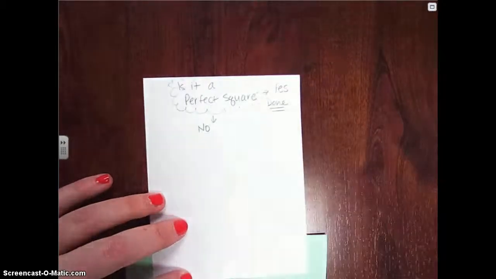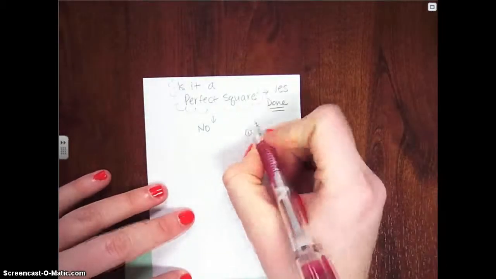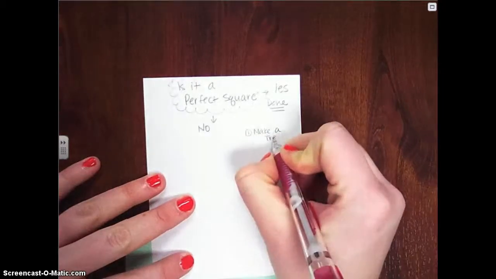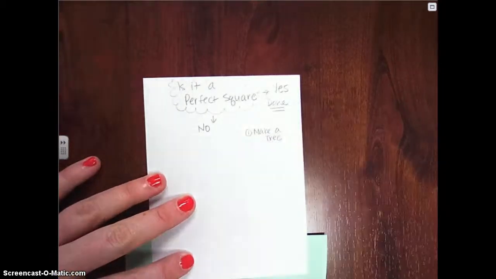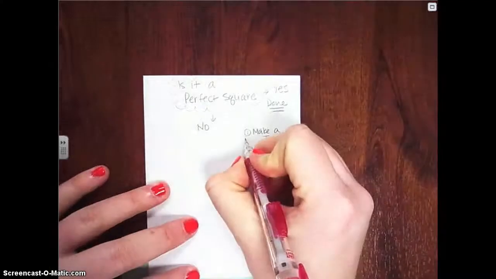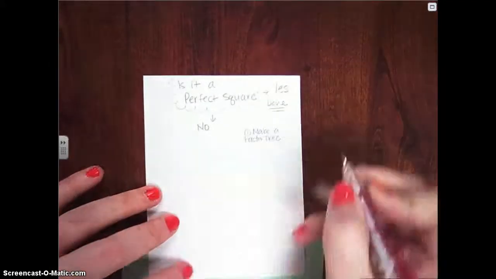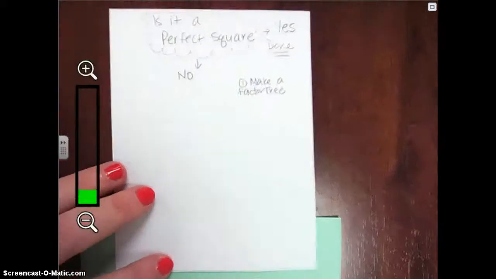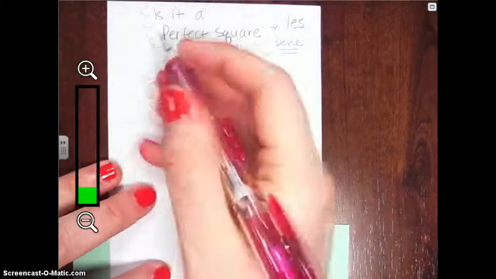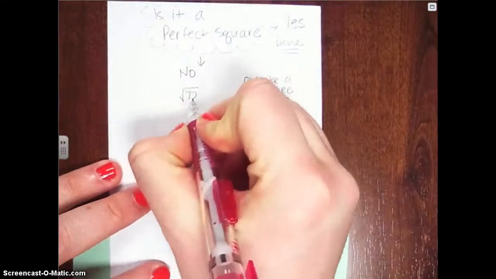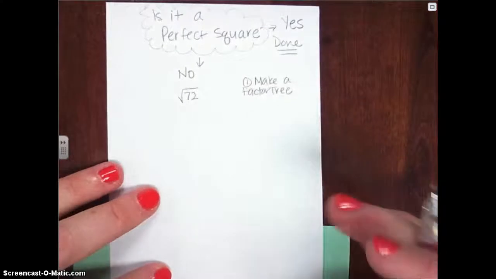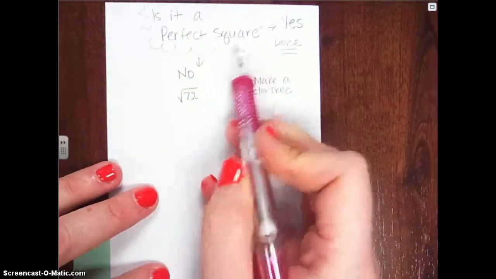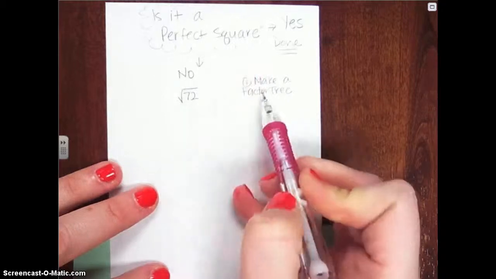So the first thing we're going to do, off to the side here, I'm going to write, make a factor tree. Okay, so the example that we're going to use, let me zoom in a little bit here, is square root of 72. So the first thing you ask yourself, is 72 a perfect square? No, it's not on our list, so that's what I'm going to do here. I'm going to make a factor tree.